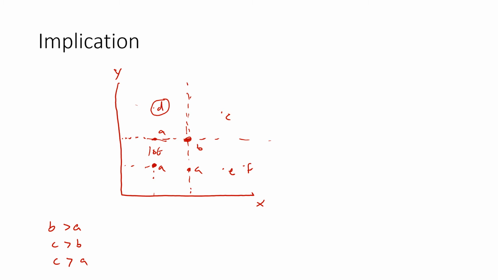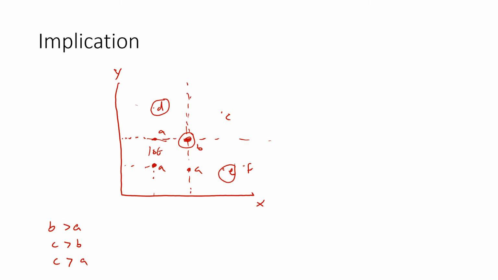Let us also check whether a consumer will prefer E to B or not. So E and B, again, E has more of X but less of Y, whereas B has more of Y but less of X, and again we cannot decide between the two.